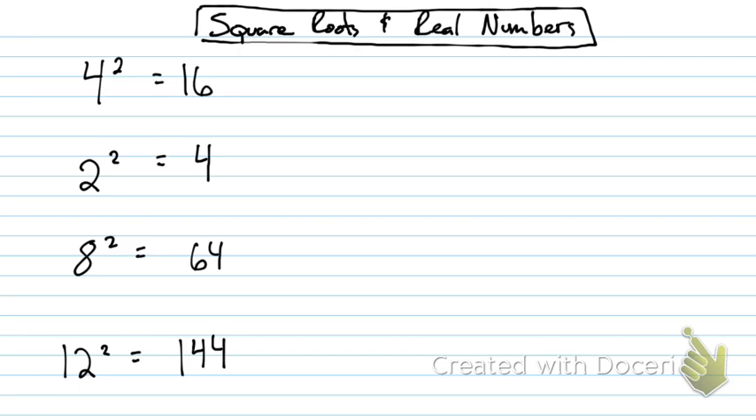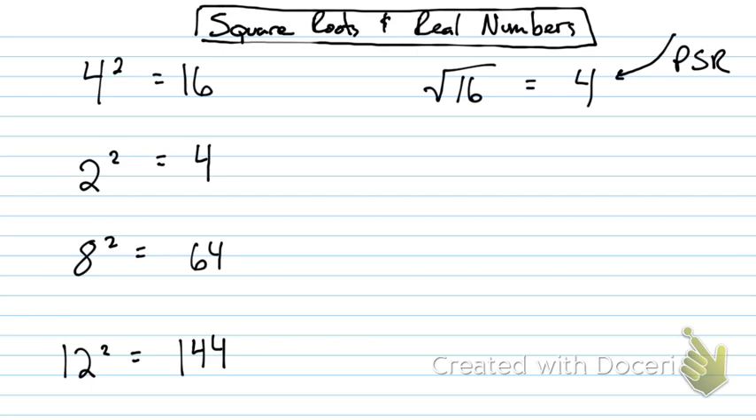Okay, so all roots undo exponents. So square roots undo squares. So if I want to know the square root of 16, it means 4. I want to be clear because this is going to be a little different later in the year. This is what we call the principal square root. By principal, it means it's 4, the positive version.